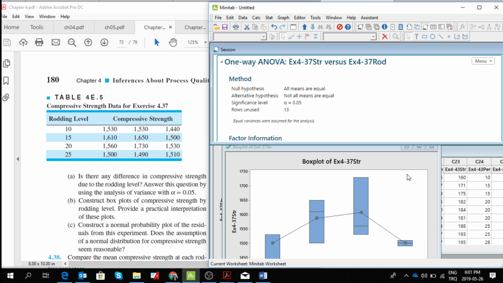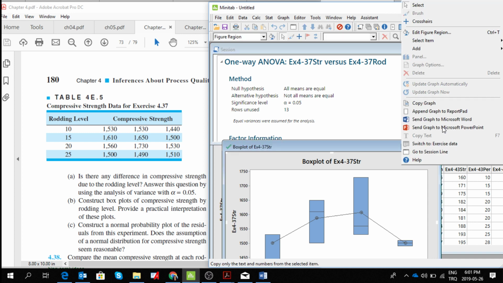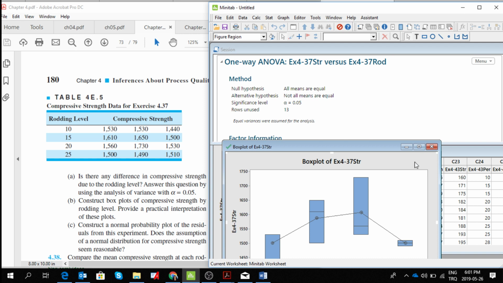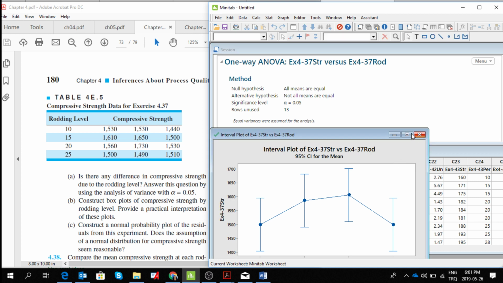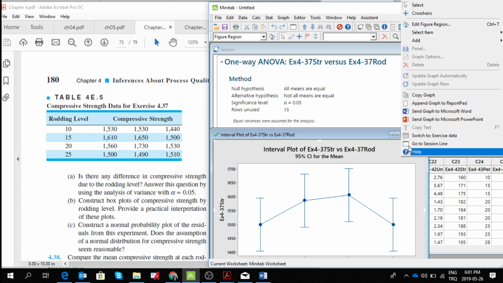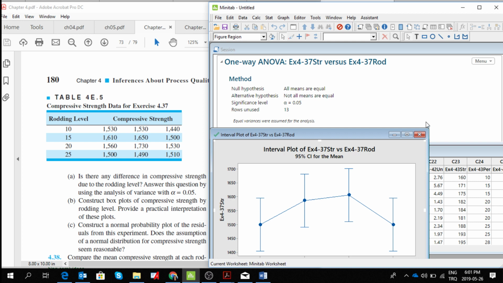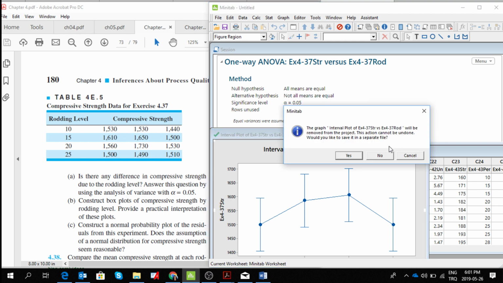And then the box plot, I'm going to send it to Word as well, and I'll talk to you about it afterwards. And close it now. Okay, and there's also this interval plot. Let's send it to Microsoft Word. And that should be it.